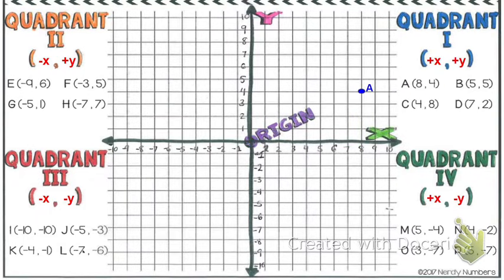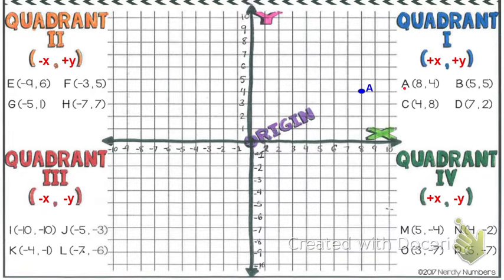So my first point, you're going to put right at the intersection and label it A. The reason we're labeling it A is because that is the name of the coordinate. So we have the coordinate here, and we have the letter that it goes with.